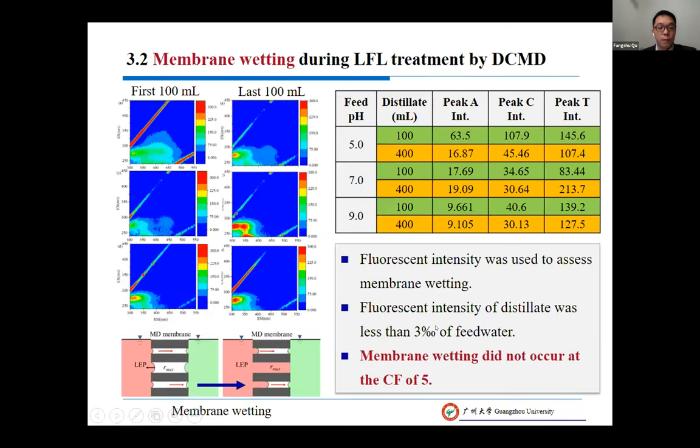To address this problem, we used the fluorescence intensity to check whether wetting occurred. The first and the last 100 milliliters of distillate were sampled and detected, and the fluorescence intensity was compared. It was found that the fluorescence intensity did not significantly change. This indicated that membrane wetting did not occur when the landfill leachate was concentrated by 5 times.